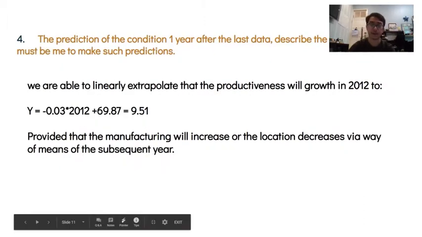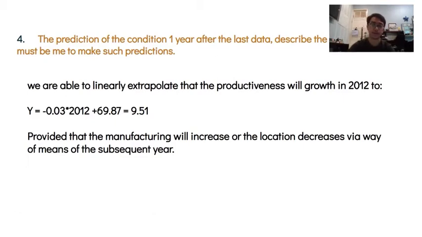We can predict one year after the last data, by linearly extrapolating, that the productivity will grow in 2012. As we can see, the formula is y equals minus 0.03 times 2012 plus 69.87, which equals 9.51. This means the production will increase as the area decreases in the subsequent years.